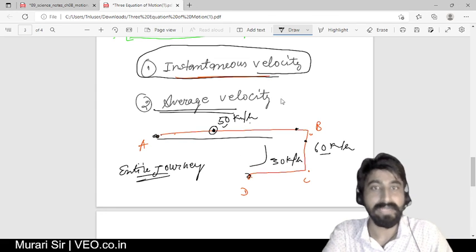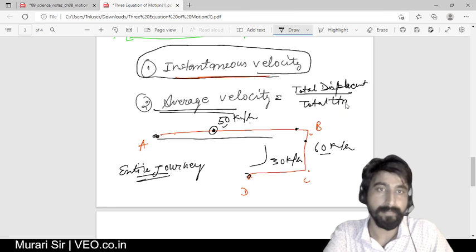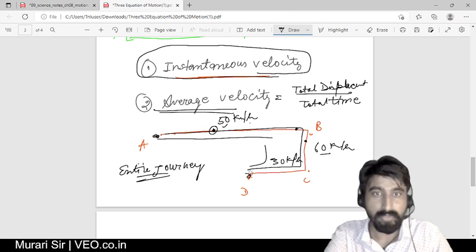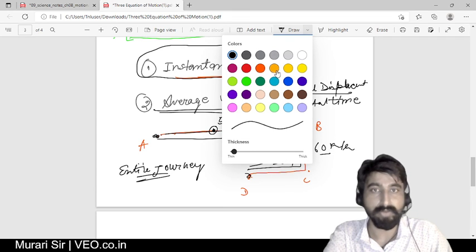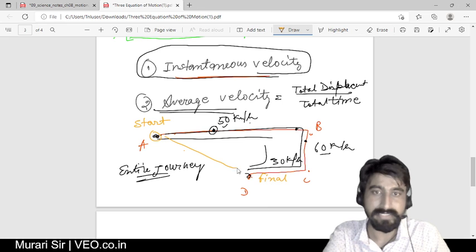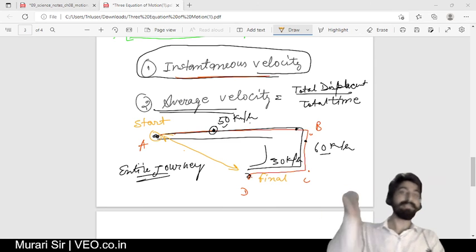And how do we calculate average? Total displacement upon total time. Now total displacement will not be calculated from here. Total displacement will be calculated from the initial to the final position only. This is the starting point and this is the final point. So this is the displacement that you will calculate and divide by the total time taken during this journey.